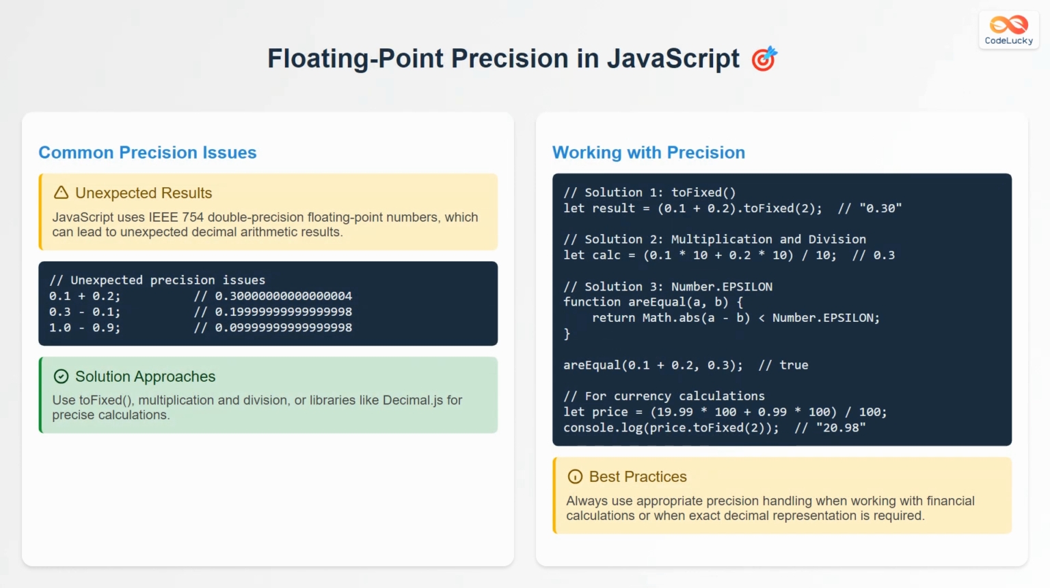Let's talk about floating point precision issues in JavaScript. JavaScript uses a standard called IEEE 754 to represent numbers. This can lead to some unexpected results when doing decimal arithmetic.